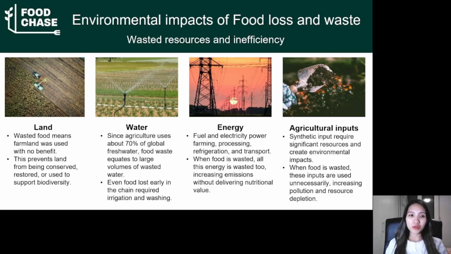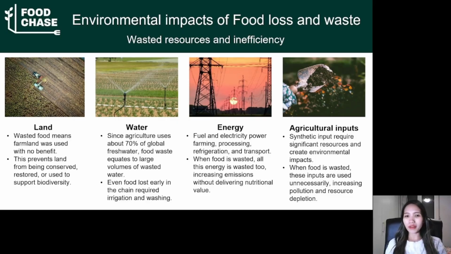Considering land use, when food is wasted, the farmland that was occupied for the primary production of its ingredients was used with no benefit. Since the land was occupied for production, it is prevented from being conserved, restored, or used to support biodiversity.